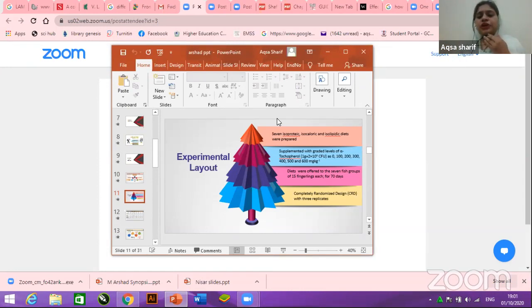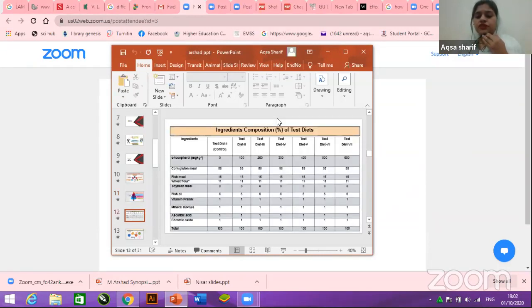During that period, in the morning I offered them the diet, and preceding the feeding by 2 hours, I washed the tanks. It means that all such feeding trial was conducted in the university laboratory. Here is the ingredients composition of the test diets.